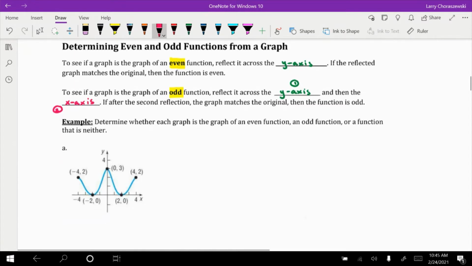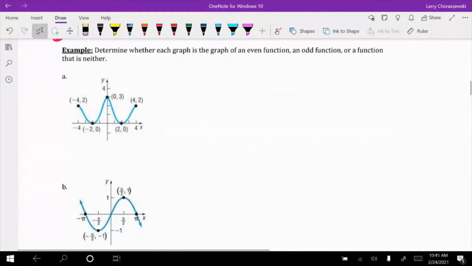It just means that it's a neither function. All right, so let's look at how we can test some graphs out to see if they're even, odd, or neither. In part A, we have this little squiggly graph here. And I'm going to show you how you can do a y-axis reflection to see if it's even. I'll make a little workspace for it. Y-axis. I'm going to draw out a coordinate plane as best as I can. And we're going to reflect our graph across the y-axis.